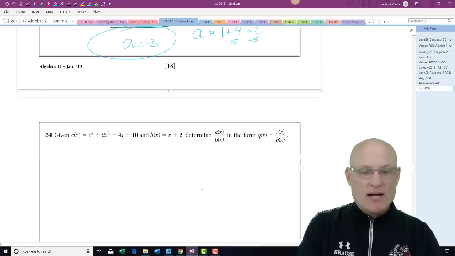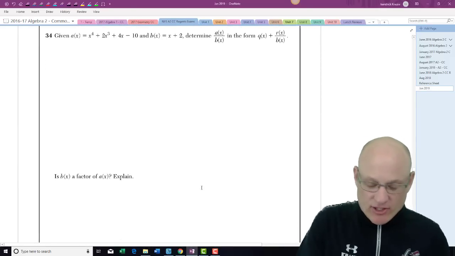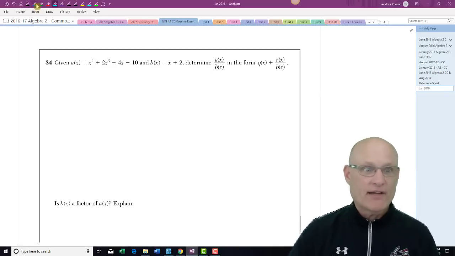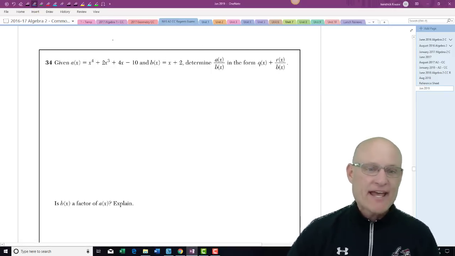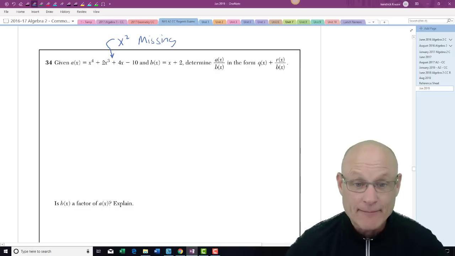All right, so this next problem is a really cool problem. It's division. There's something really, really tricky about it. I hope you guys noticed it right away, guys and girls. And that is that the x squared is missing. And you're not allowed to do division with that x squared missing. So that's a problem. We have to put that back in.